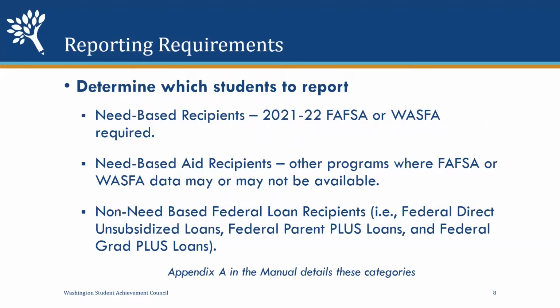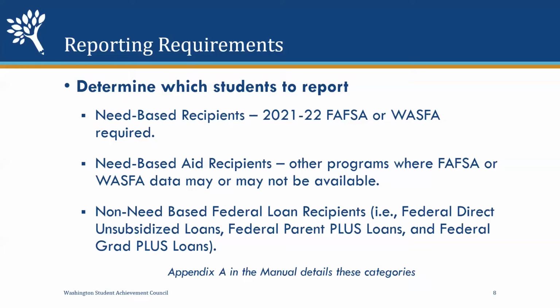So the key is to determine which students you need to report. And this is basically a high-level review of what we're looking for. We have the need-based recipients, and those folks are the ones who filed the 21-22 FAFSA or WSFA, and it was required for the funds that are being reported. There are other students who need to be reported who also are considered need-based recipients, and they're for other programs where the FAFSA or WSFA may be needed, but isn't required.